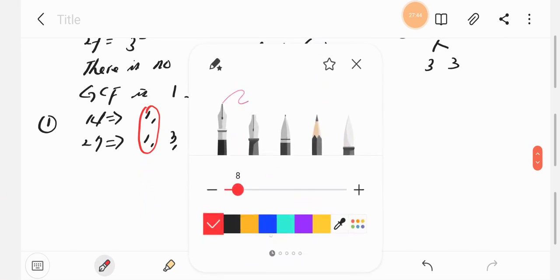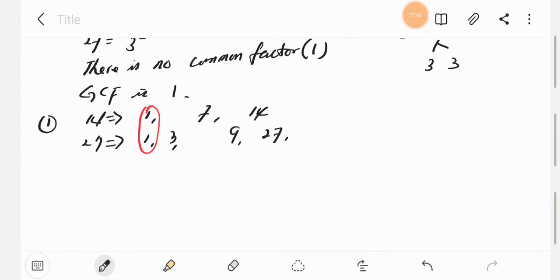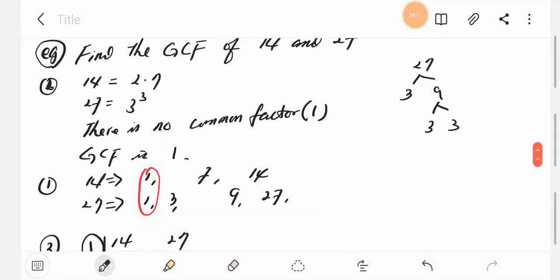Okay, how about using the third method, using the L shape? So 14 and 27. Is there any common factor between these two numbers? No, 1 is the only one. Nothing, right? So since there's nothing, 1 is the common factor. That's the only common factor, so that will be the greatest common factor. So if there are no common factors, then the greatest common factor is 1.